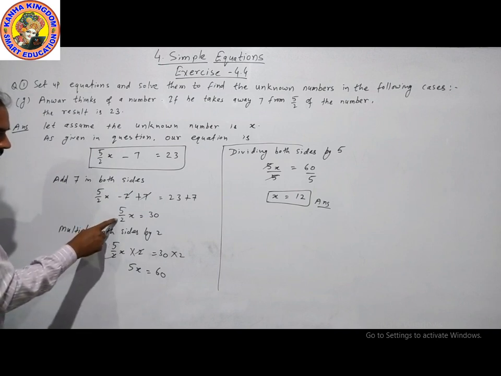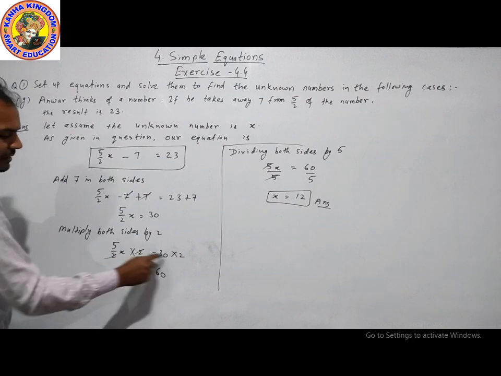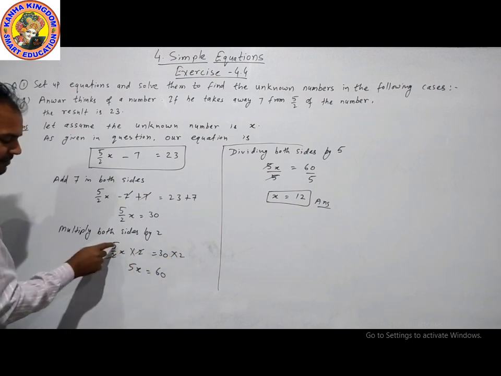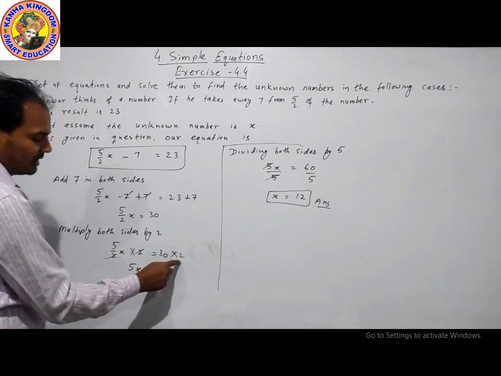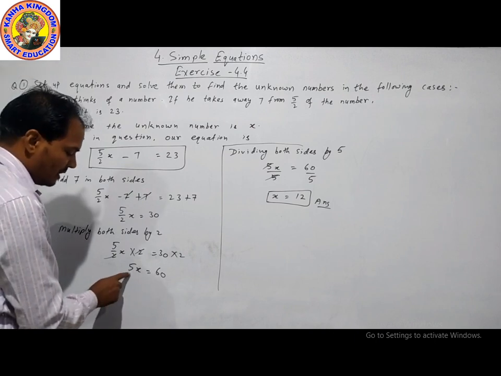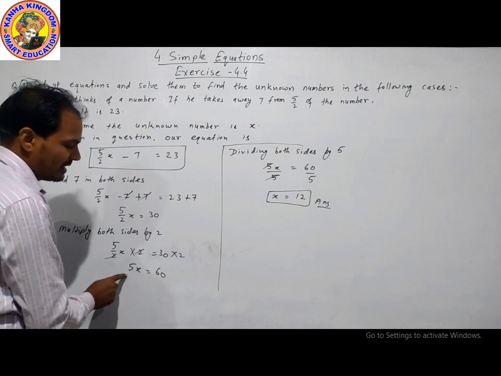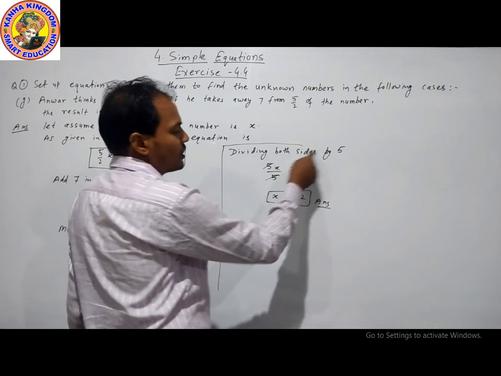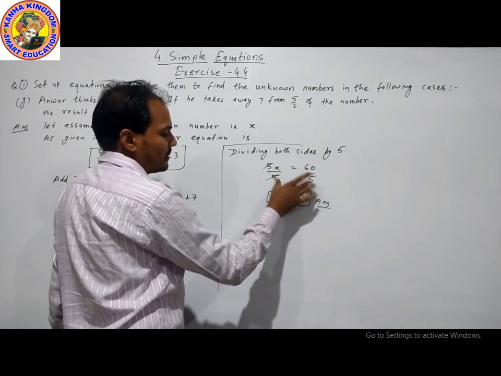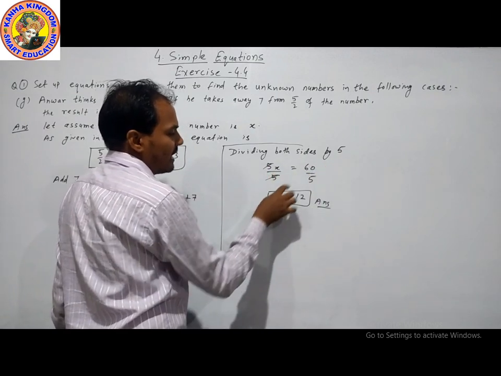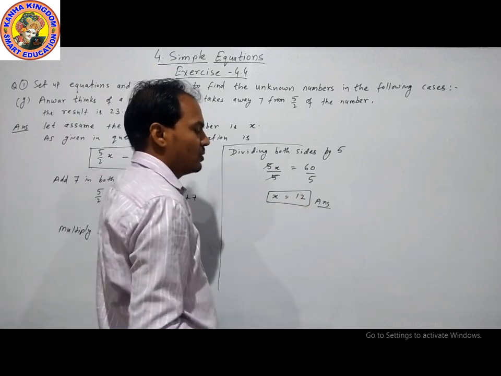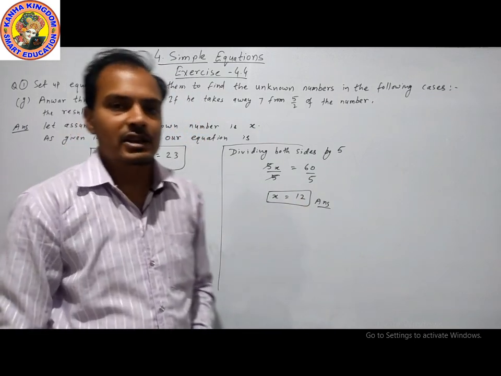Now here is divide by 2, so we will multiply by 2. 2 and 2 cancel. 5x, 30 into 2, 60. Now here is multiply by 5, so we will divide by 5. Dividing both sides by 5. 5 and 5 cancel. X, 60 by 5 is 12. You can take a screenshot of this.